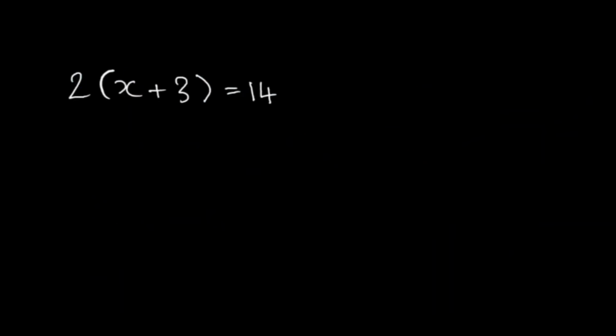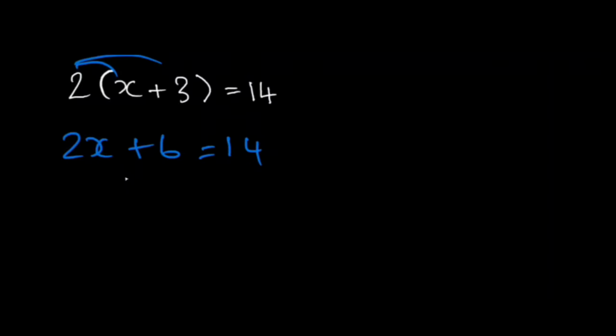Here's the next one. This one's a little different. This example has brackets. So for our first step, we need to remove them by expanding. We can multiply 2 into the bracket. This will make it 2x plus 6 is equal to 14.